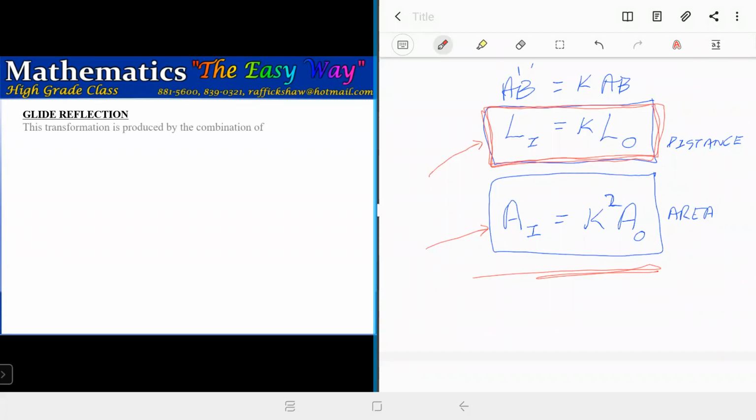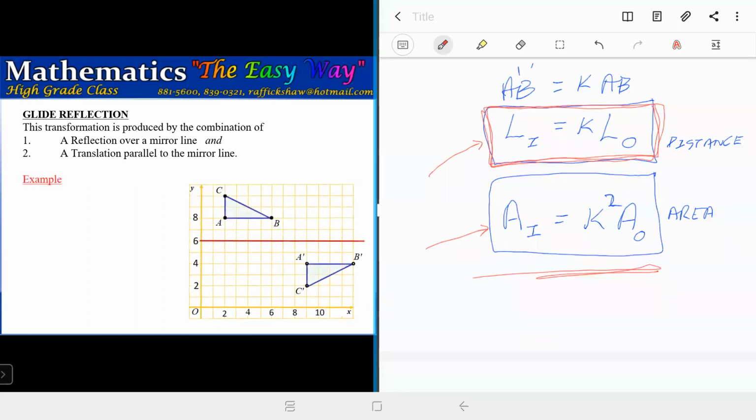Let's look at it. So this transformation is produced by a combination of one, a reflection in a mirror line and two, a translation that is parallel to the mirror line. A glide reflection, and plenty of people miss it all the time in exams. I don't want my students to miss it. It's also on the formula sheet there. All right, a glide reflection.